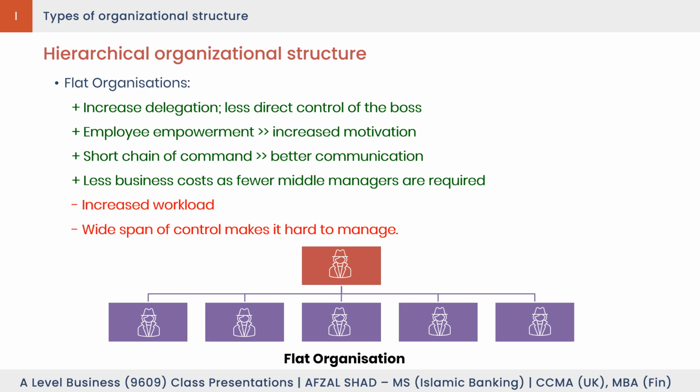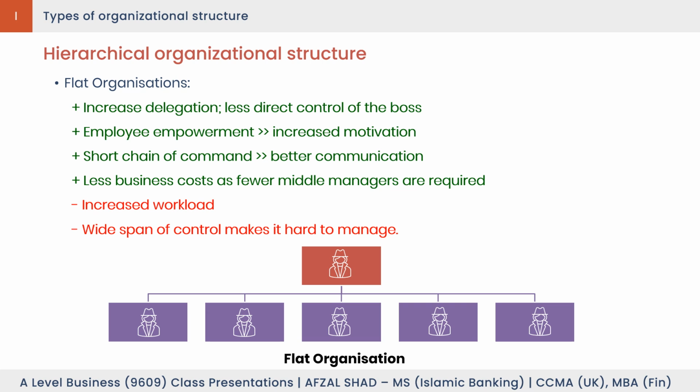So in this case, in a flat organization, since there are fewer layers, there is better communication between the top-tier management and the employees at the first level of the hierarchy. Then, less business cost as fewer middle managers are required. So we don't have supervisors, senior supervisors, or assistant managers; managers directly deal with the employees mostly. In that case, there would be lesser middle management costs.